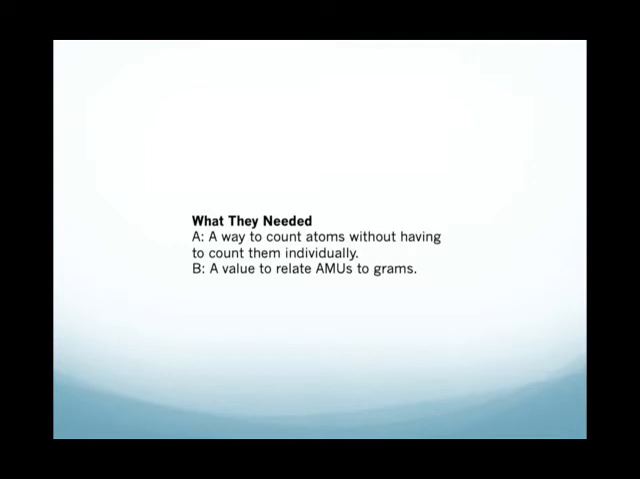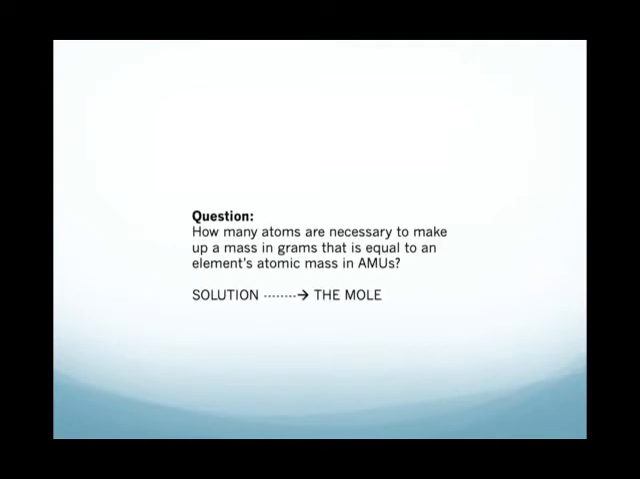Another thing which the scientists needed was a value to relate atomic mass units to grams. Now the question was, how many atoms are necessary to make up a mass in grams that is equal to an element's atomic mass in atomic mass units? The solution to this problem was the mole, which we will discuss in the next slide.